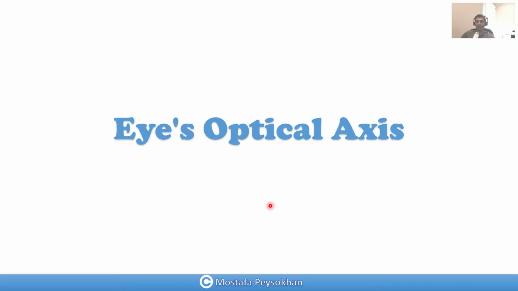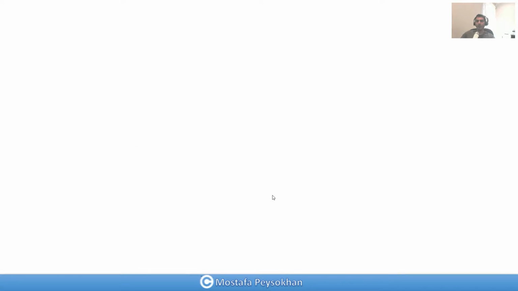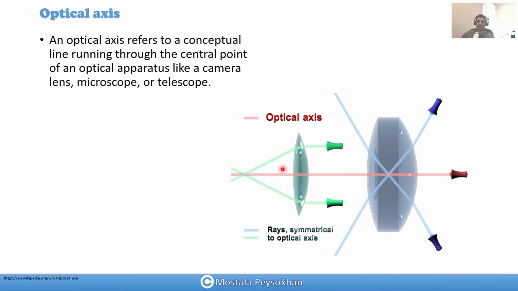eye's optical axis. So for any optical system, we need to figure out what is the optical axis of the system. First, let's talk about the optical axis itself. An optical axis is a conceptual line that's running through the center of points of any optical objects like a camera, lens, microscope, or telescope.